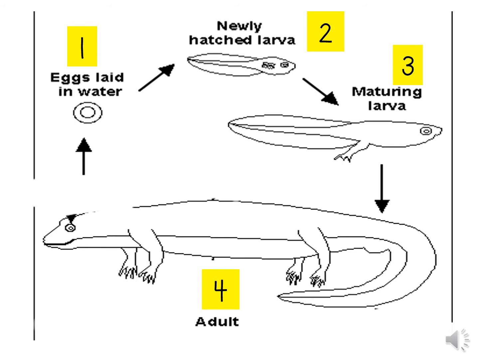So here, learners, as you can see, I have labeled this diagram for you to see. Let us go through it. Number 1 is where the eggs are laid in water. That is the first stage. The second stage is the newly hatched larva. Here you can see number 2 is written. Number 3 is the maturing larva stage. And number 4, which is the last stage, is the adult stage.